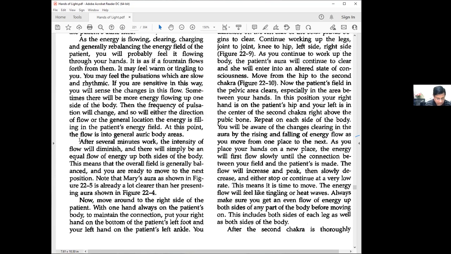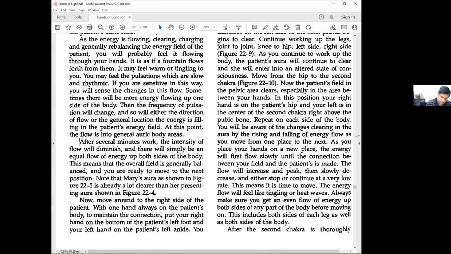After several minutes of work, the intensity of flow will diminish and there will simply be an equal flow of energy up both sides of the body. This means that the overall field is generally balanced and you are ready to move to the next position. Note that Mary's aura, as shown in figure 22.5, is already a lot clearer than her presenting aura, shown in figure 22.4.